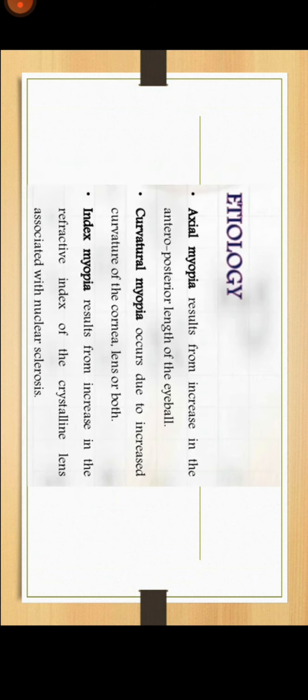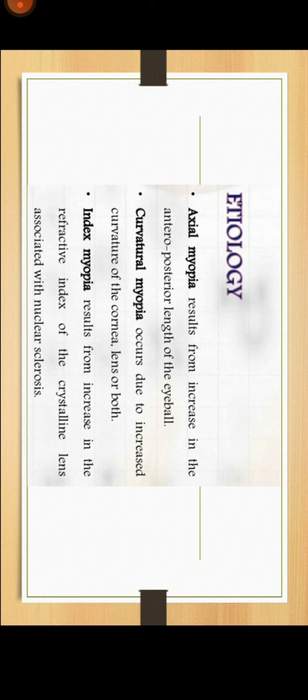Then coming to the etiologies of myopia, so many etiologies are there. The most common is axial myopia. That means, as we had already told, it results from the increase in the anteroposterior length of the eyeball. When the anteroposterior length is increased, the retina is pulled backwards, or shifted to another position backward. Therefore, the focal point becomes in front of the retina.